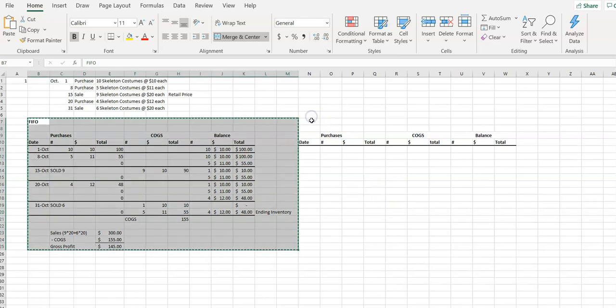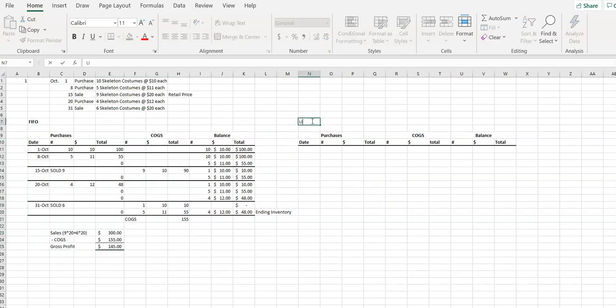Okay, let's do the LIFO. All right, so first row is the same. October 1st, 10 at 10. Cost of goods sold we don't have yet, so we have a balance of 10 at 10.